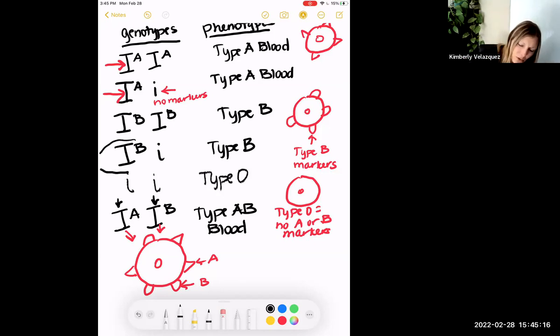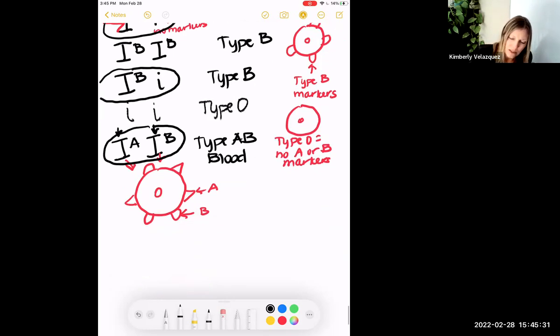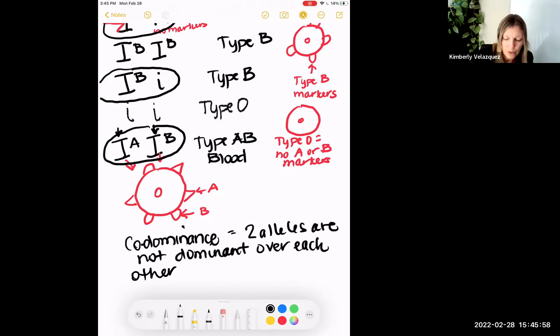These heterozygous individuals, you can see that B is dominant over O and A is dominant over O, but they're not dominant over each other. So if you have an A and a B, they are codominant. So in codominance, and sometimes codominance is hyphenated and sometimes it's not. It depends on the textbook you look at. Either way is acceptable. Codominance, two alleles are not dominant over each other. Both get expressed.